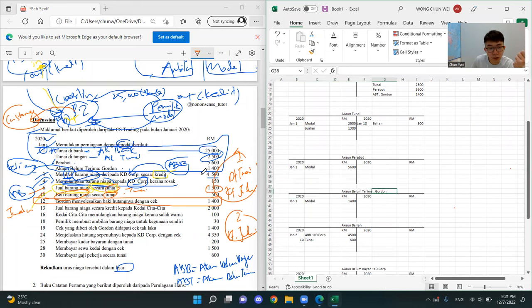Is it or not? 1,400 ringgit. And then this Gordon sekarang menyelesaikan baki. Baki is how much? 1,500 ringgit. Ini dengan check. Whenever you see check, check means bank. When you see tunai, tunai is tunai. Check is bank. Tak akan dia cakap baki, menyelesaikan baki hutang ini dengan bank.